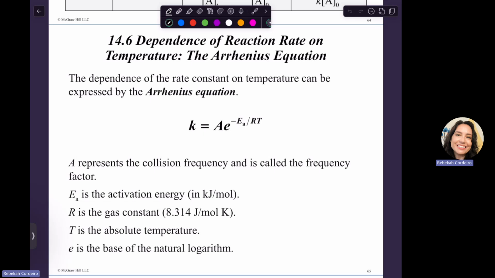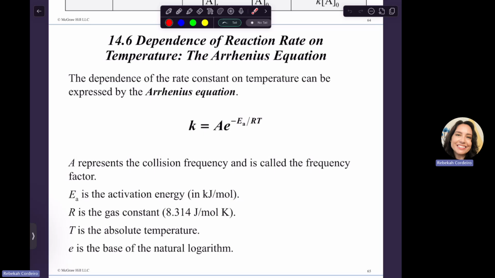And then we have Ea, which is the activation energy in kilojoules per mole. So you would need to make this in joules per mole. Usually it's given in kilojoules per mole, but we're using R, the gas constant with the joules, not the liters and atmospheres, because we're dealing with energy here. So we need the gas constant for energy. And notice that the units would have to match.